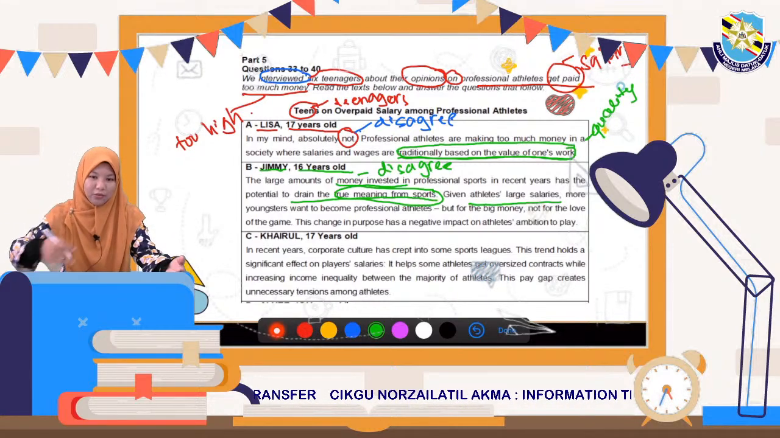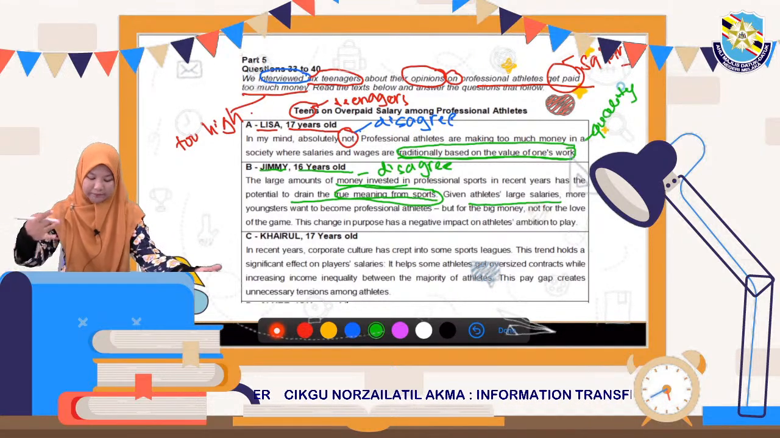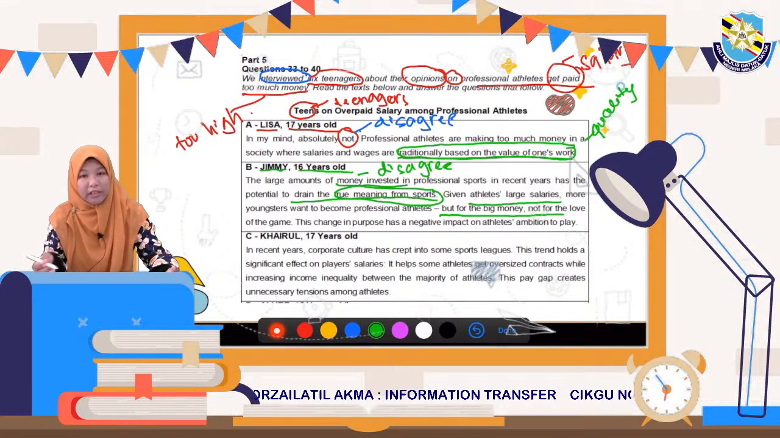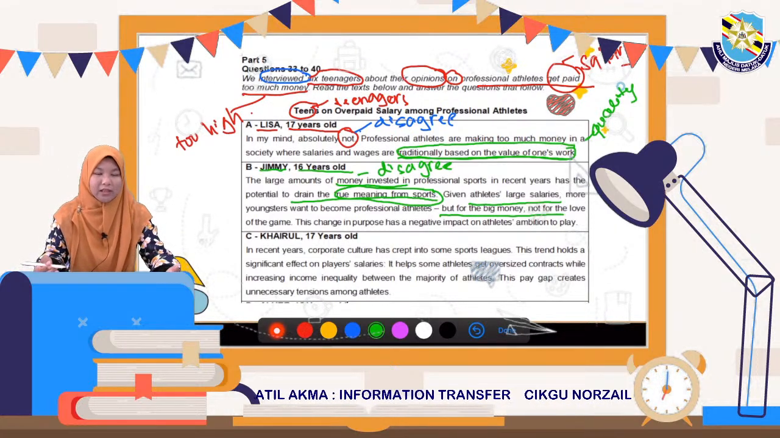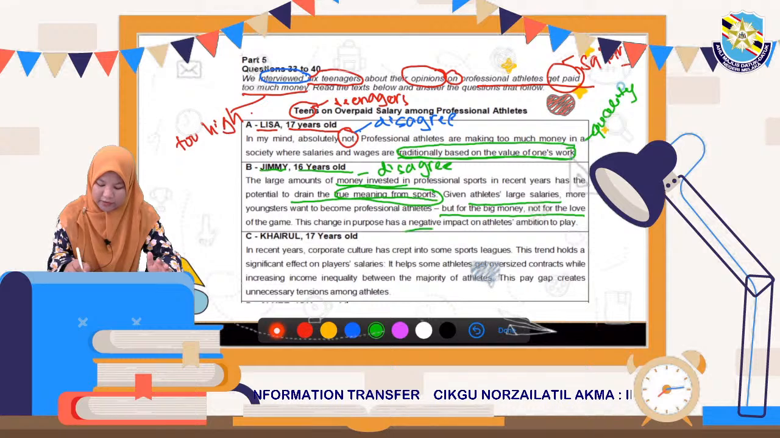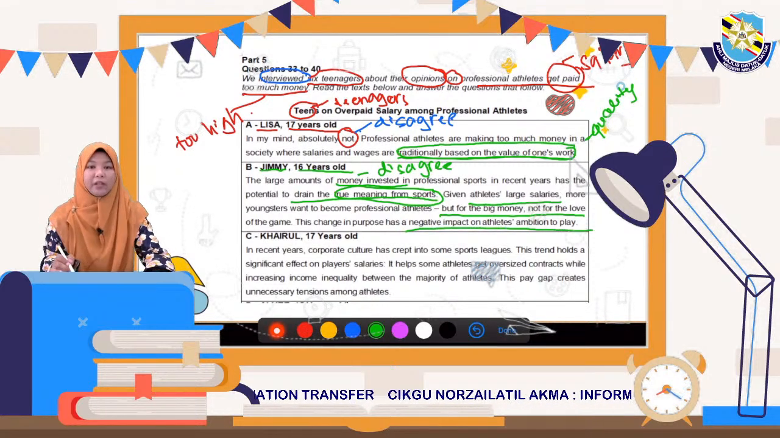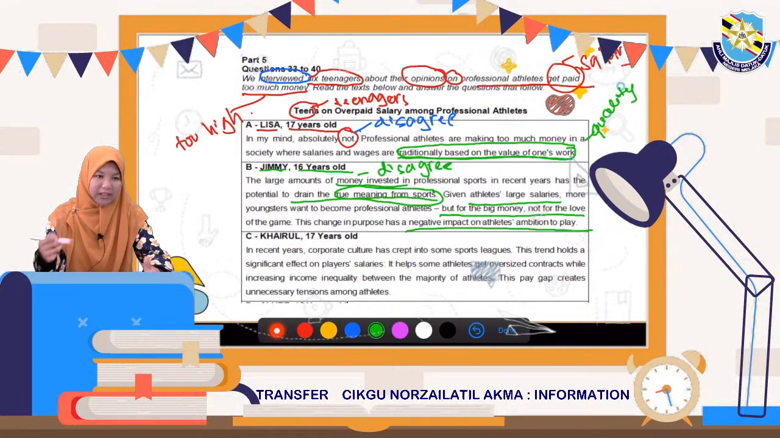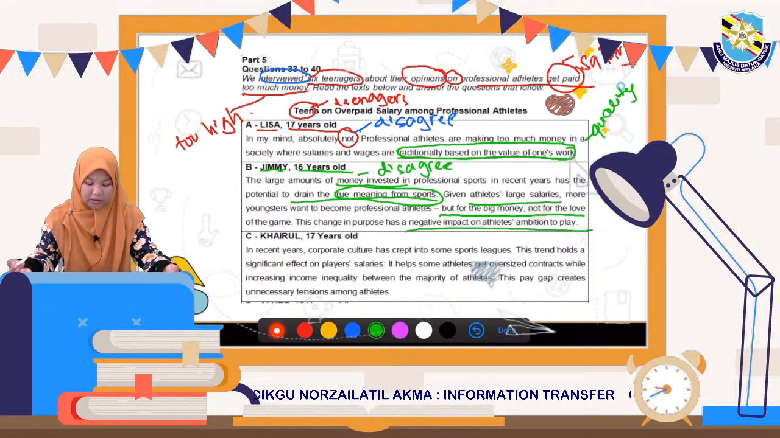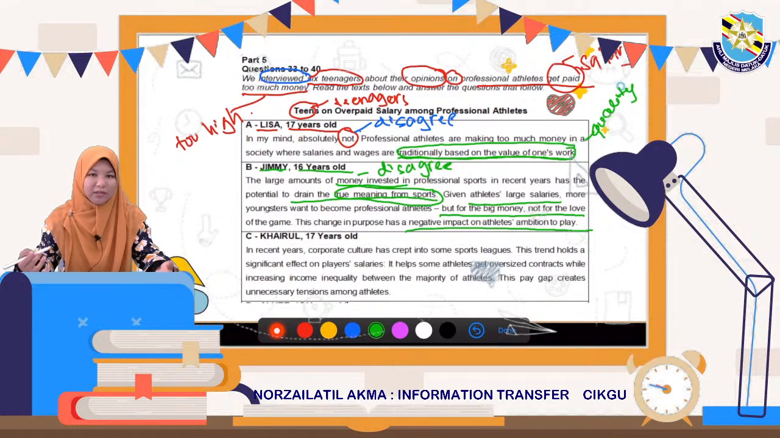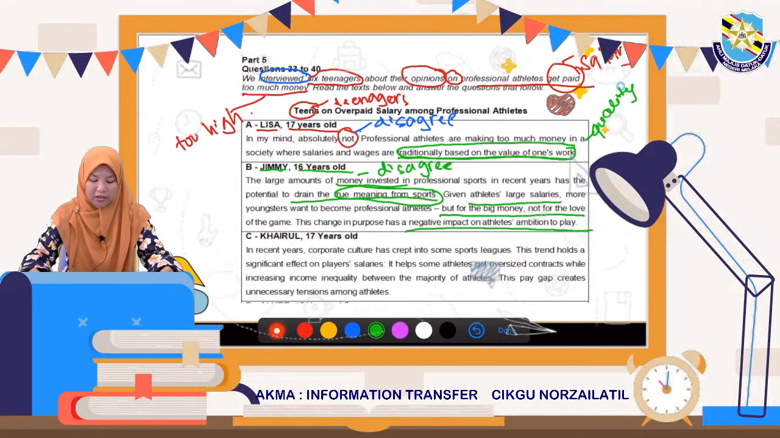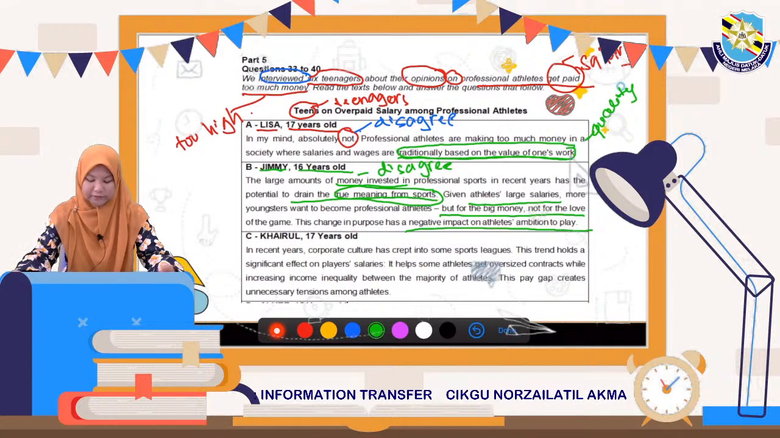The youngsters go for the sport because of the large salaries. Okay, they are there for the big money, not for the love of the game. They love the game, but they go more for the money. This change in purpose has a negative impact on athletes' ambition to play. When an athlete plays for money, it actually changes the purpose of the game itself. It has negative impacts on the players themselves, the athletes themselves. So here again, Jimmy also disagrees with the situation.